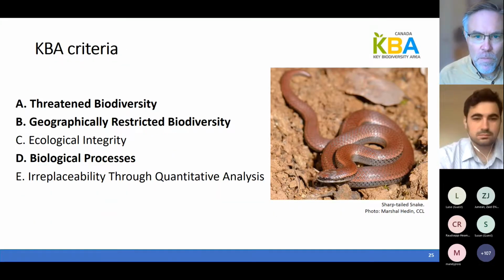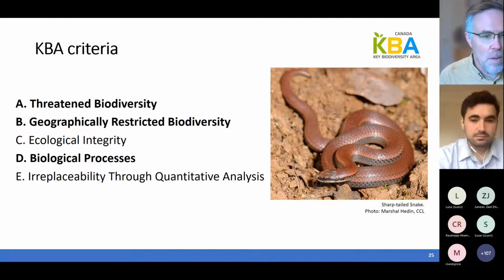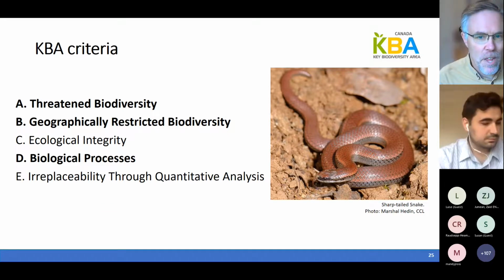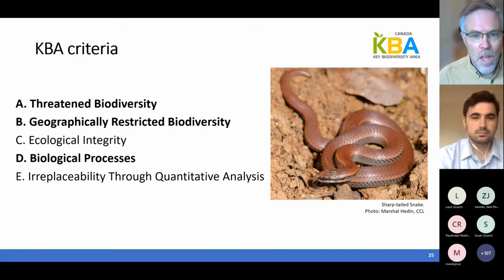So Kiara touched on the 5 main criteria. I'll look at the 3 main ones that I'm involved with. Criterion A, biodiversity, doesn't necessarily mean species diversity in this context. We're not looking for areas with a high Shannon-Wiener index. These sites are driven by individual species at risk. We want the best or most important sites where species at risk are known to occur now.